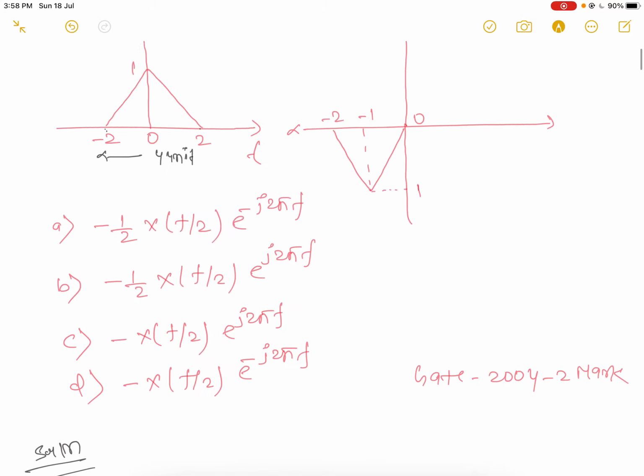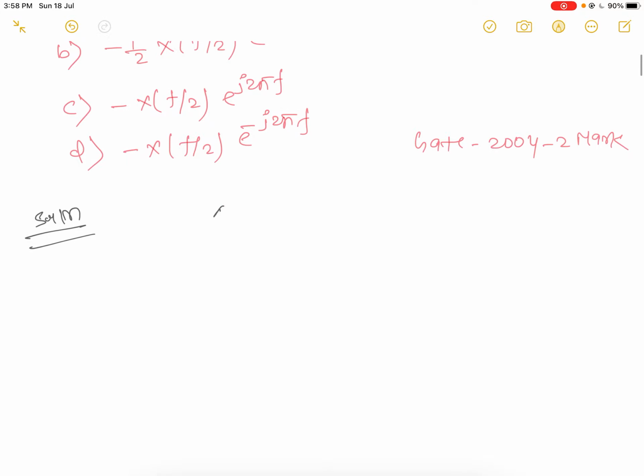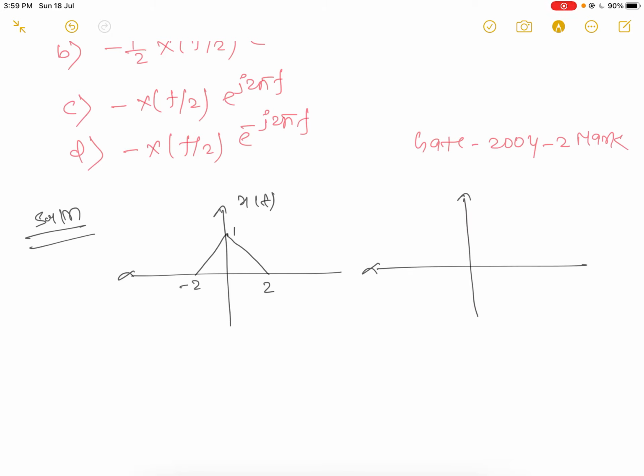Here x(t) is given from -2 to 2. First, shrink it. What will happen? It will be from -1 to 1, and it becomes x(2t).